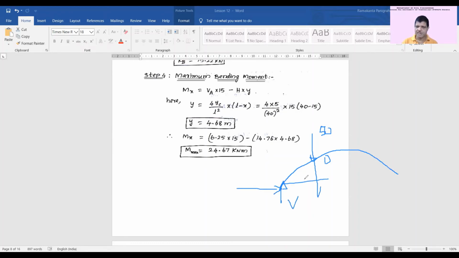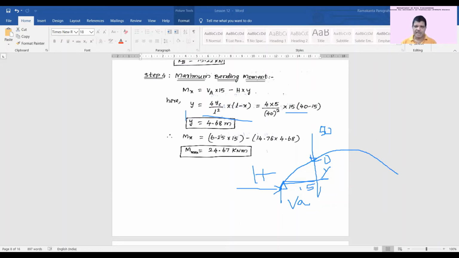So V into this distance, that is equal to 15. So this VA into 15 into H into this distance is Y. So how to calculate Y? Already you have derived the equation for Y in terms of X. Put the value of X, find the Y, or you can go to Y is equal to 4H by L square into X into L minus X, where you can put the value of H is given 5 and X is equal to 15, and that will give Y is equal to 4.6.